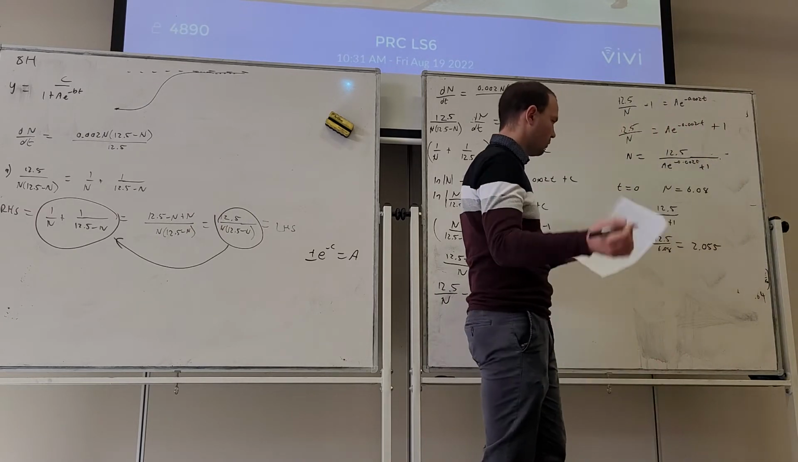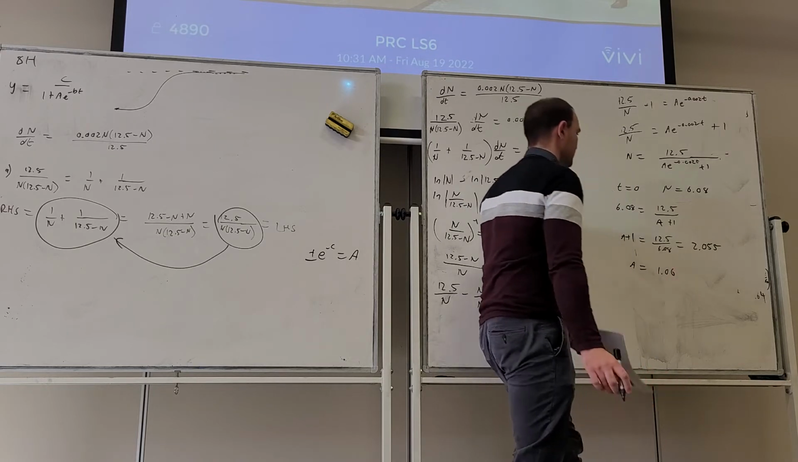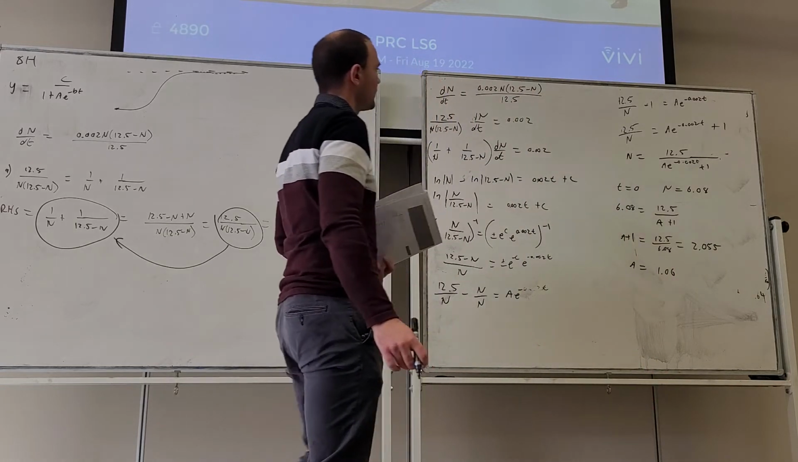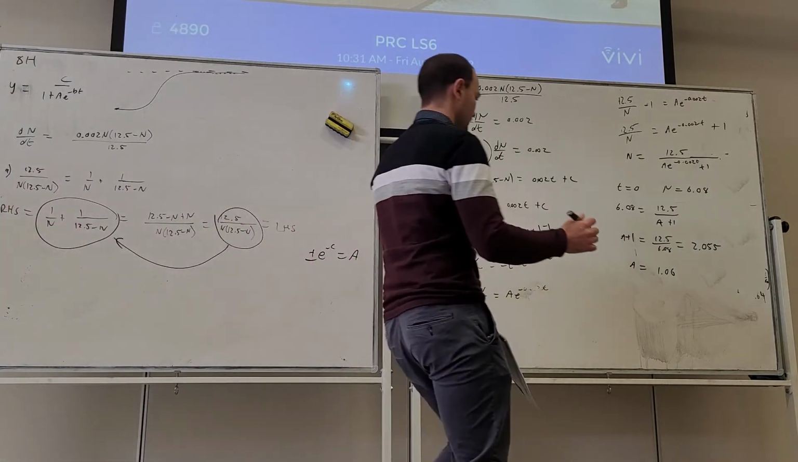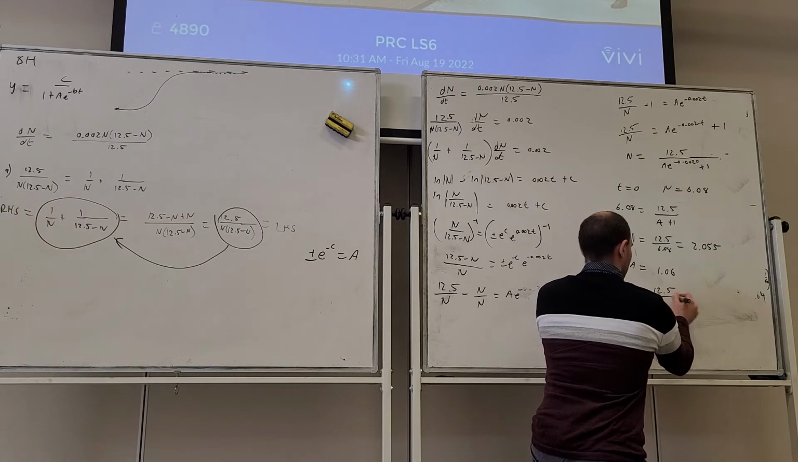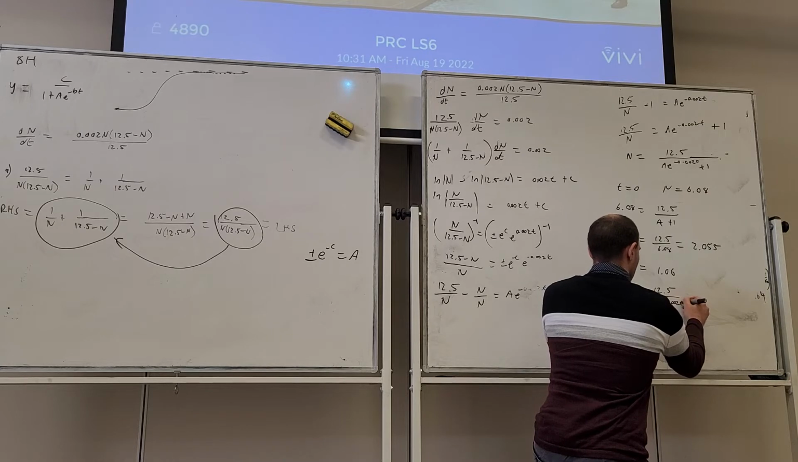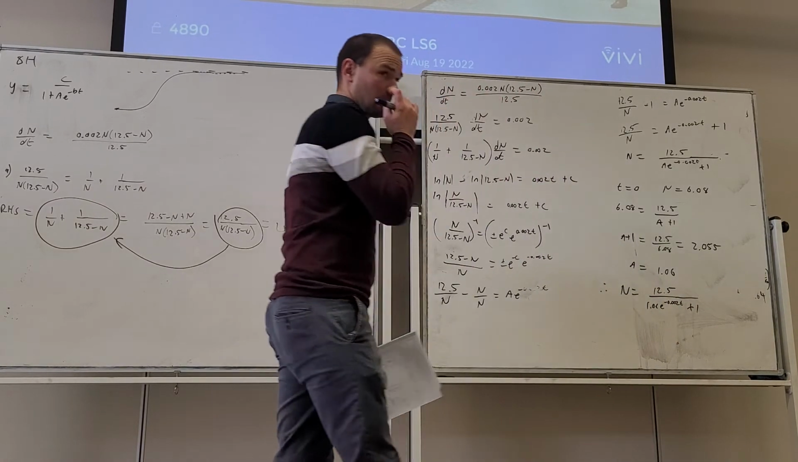And then we subtract 1, and we get a equals 1.06. Okay, so a is 1.06, therefore we can write n as 12.5 over 1.06 e to the minus 0.002t plus 1. As required.